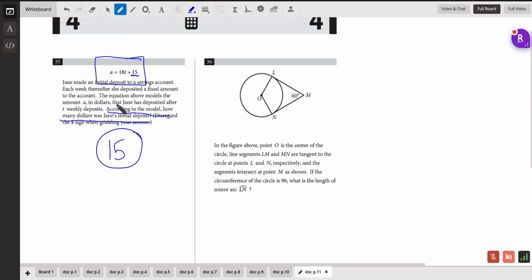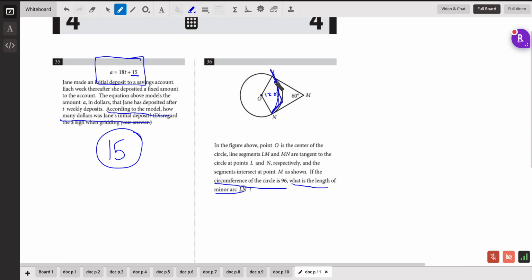36 also ends up being pretty simple, except you need to know the relationship between the tangent line segments. This angle here is 60. This angle here is going to be 120. Now, even if you looked at it, you could probably figure out it is 120 as well. But we have here that the circumference of the circle is 96. What is the length of minor arc LN? So it wants to know how far this is.